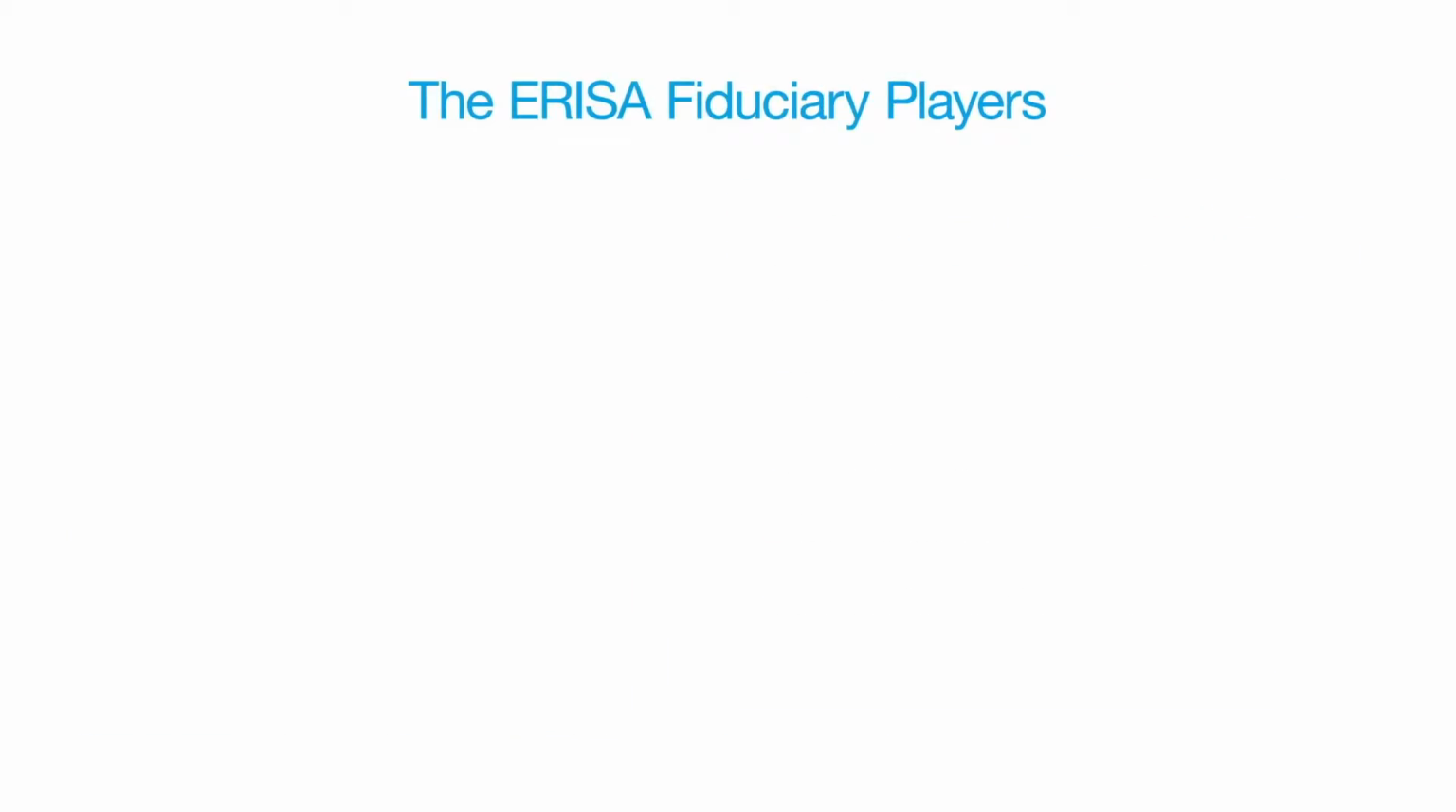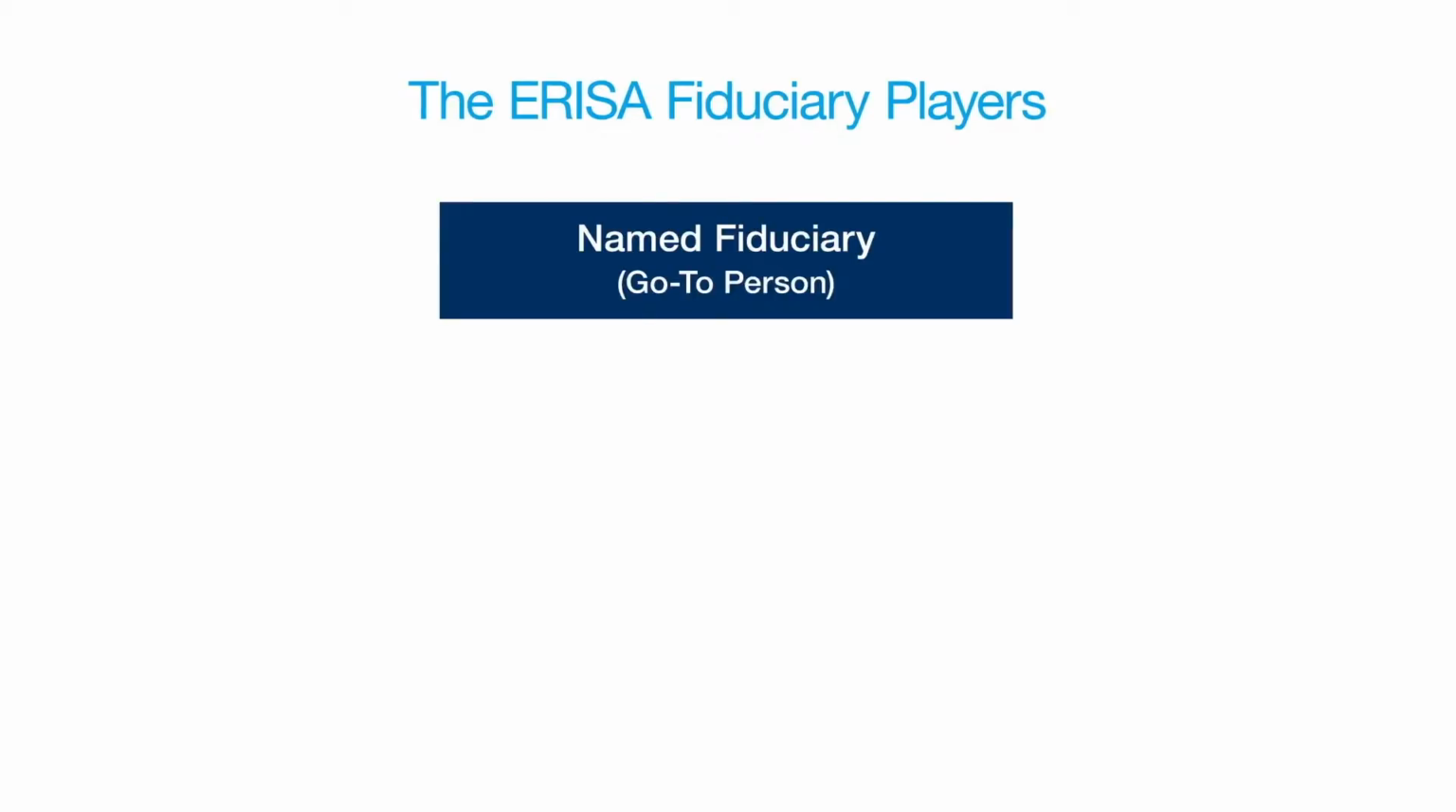So, who are ERISA fiduciaries? Here are the primary fiduciary roles and their associated responsibilities. Under ERISA Section 402, every plan must have at least one named fiduciary. You can think of this individual as the primary go-to person with regard to a plan's operation and administration.